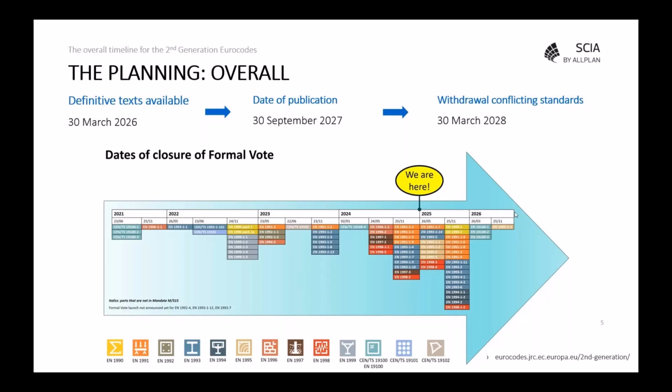And finally, in March of 2028, there will be the withdrawal of any conflicting standards. That means that first generation Eurocode will be removed and no longer valid for use. The 30th of March 2028 is the current target. So that leaves us with about 3 years from now to have everything ready for you. And since you are here, that means you are also already preparing for it, so that's good news.